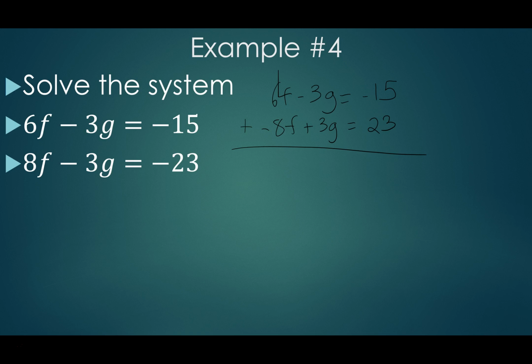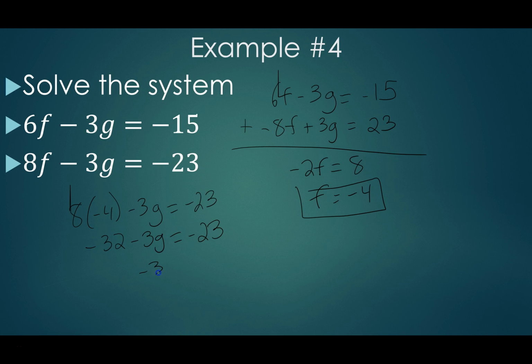Either way, we add. The g's cancel, leaving us negative 2f equals a positive 8. So therefore f is negative 4. Once we have f, again, plug it back in. We'll plug into the bottom equation. 8 times negative 4 minus 3g equals negative 23. So negative 32 minus 3g equals negative 23. We add the 32 over to get negative 3g equals positive 9. So therefore g is negative 3.